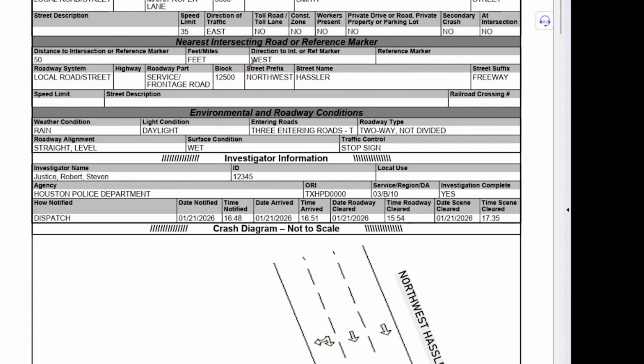Okay, moving on. This section, environmental and roadway conditions. So here is where the officer would list things like whether it was raining or foggy or that type of thing. Was it nighttime or was it daylight? That sort of thing. That the road surface was wet. Traffic control, in this case, it's a stop sign. It could be a traffic light, that sort of thing. So that's what gets listed there.